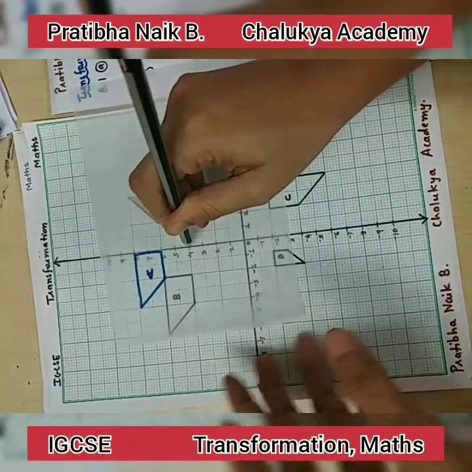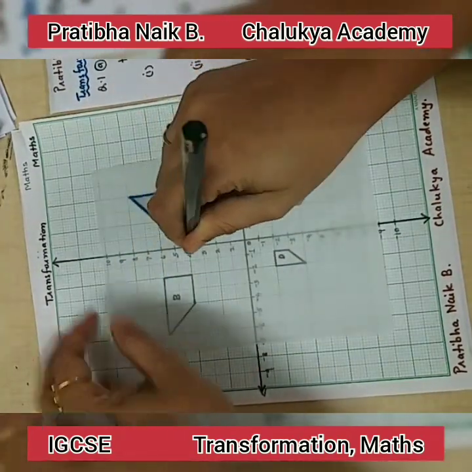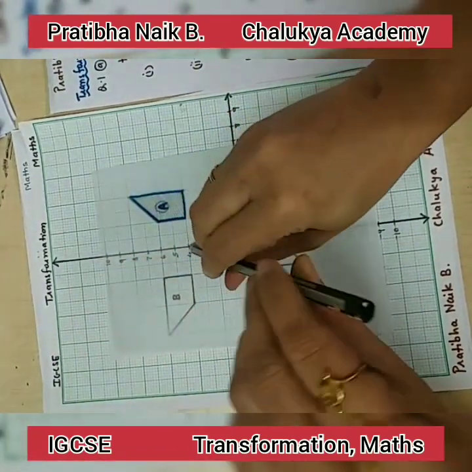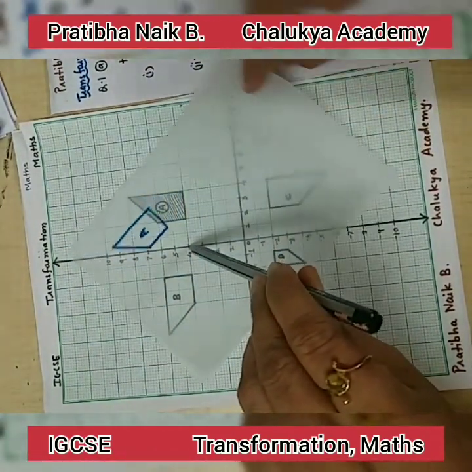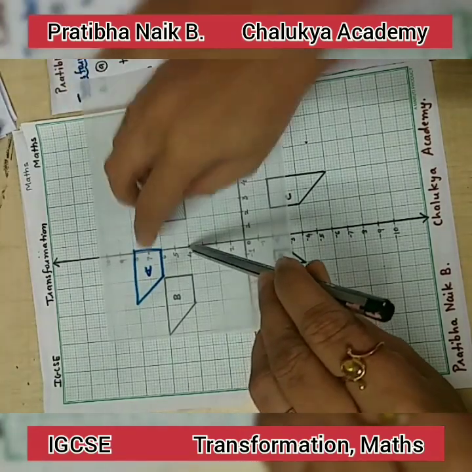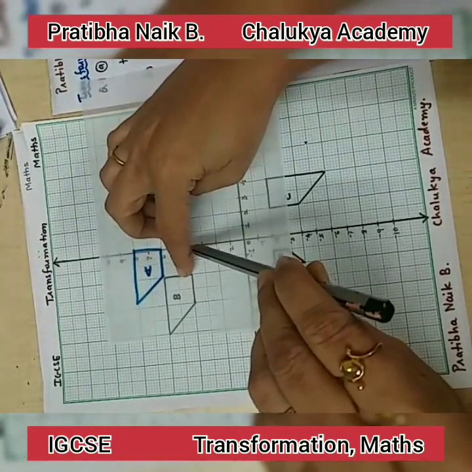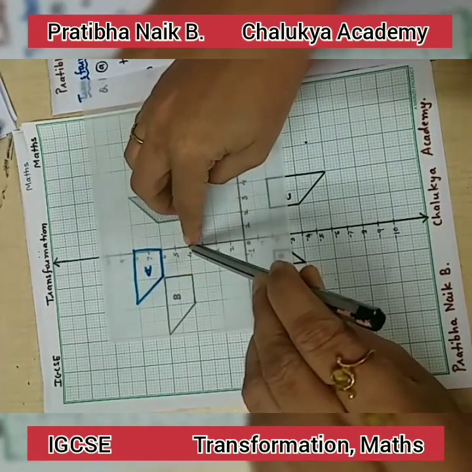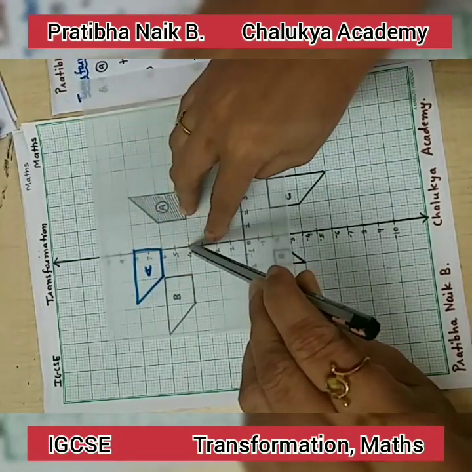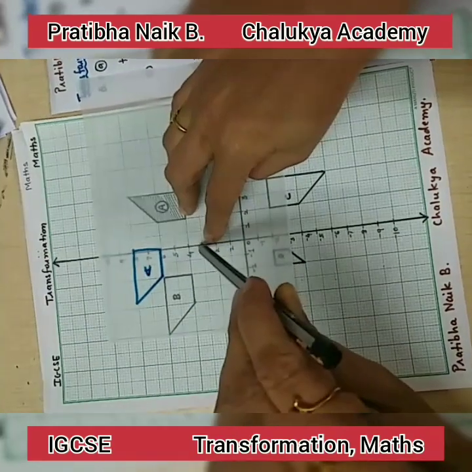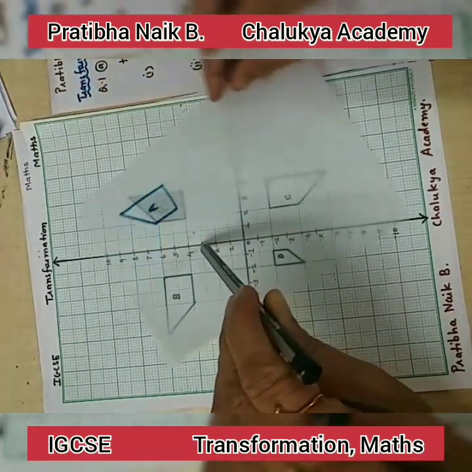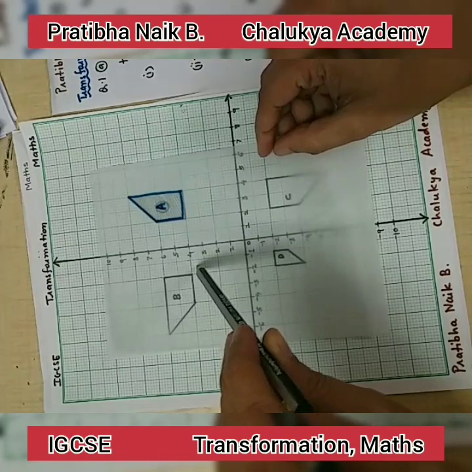Now what you will observe is that when I am moving the tracing paper, I hope everybody can see properly, the image is a little ahead of the given answer. It means the origin should be lying below the point 4. So let's come back to the original position. I am again coming to the original position.